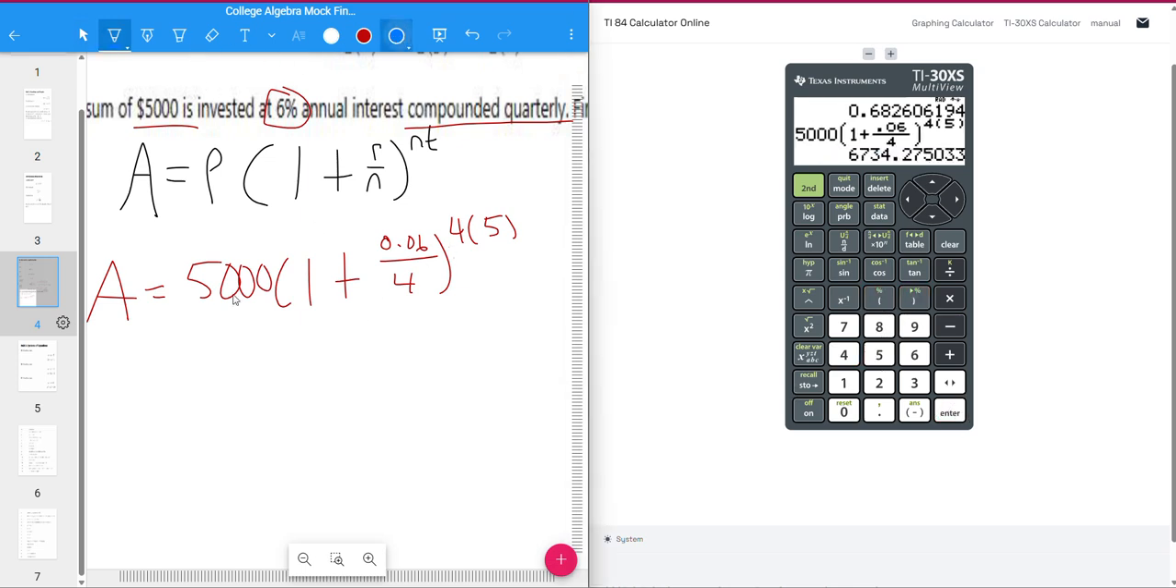So A equals 6,734, and we're working with dollars, so we're going to round to the nearest cent, so 0.28. The amount is that right there. So, last page.